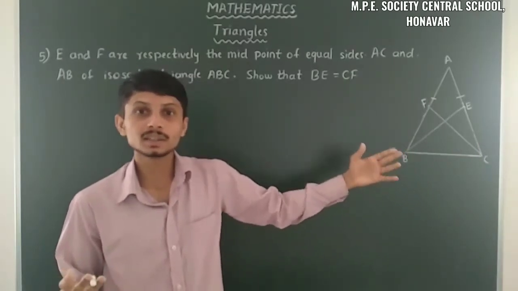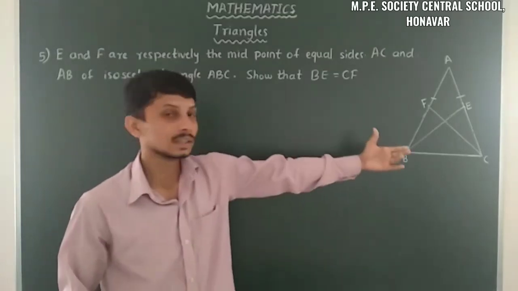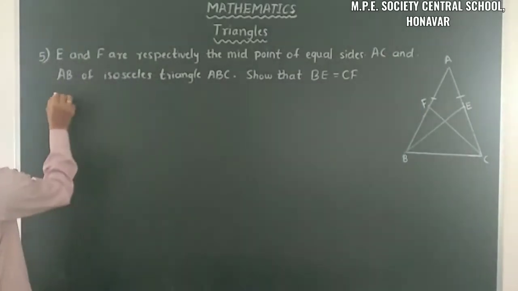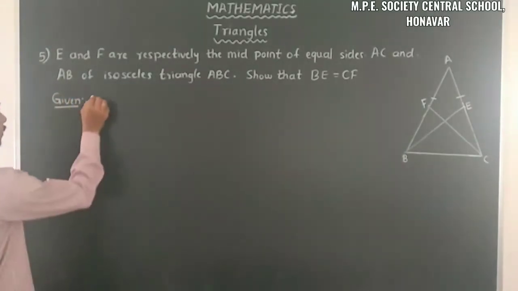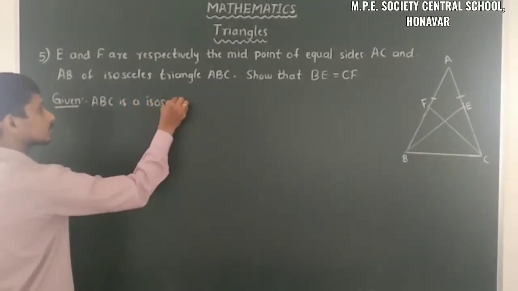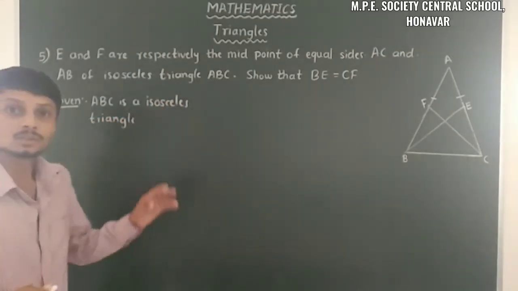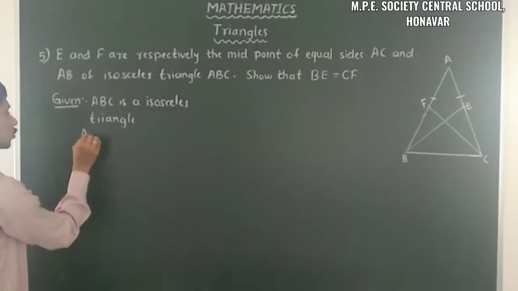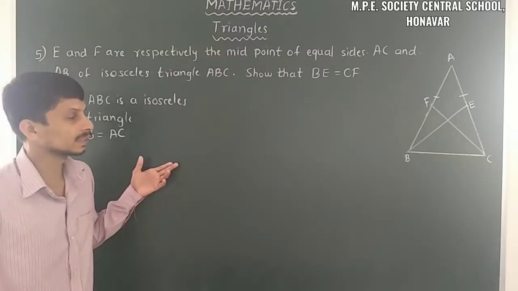Let us take some of the given terms. What are the given terms we can use while proving this? Firstly, given: ABC is an isosceles triangle. In an isosceles triangle two sides are equal, that is AB is equal to AC. AB is equal to AC here.